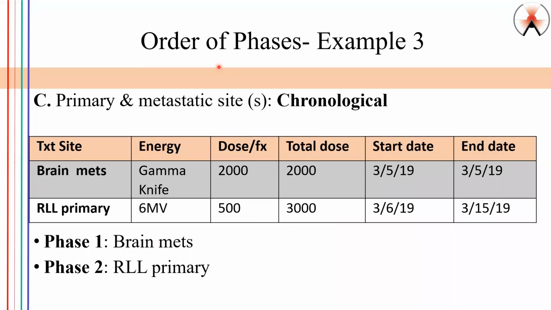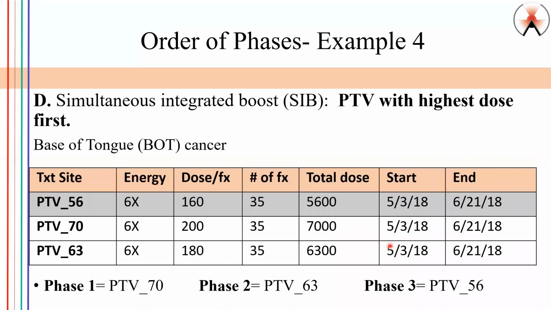When you have primary and metastatic sites, again, just go chronologically. The patient was treated for brain mets and a right lung primary. Chronologically, which happened first? Simultaneous, go with the highest PTV. Highest PTV, 70. So phase 1 is PTV 70. Phase 2 is going to be PTV 63. And the smallest PTV is going to be the last one.